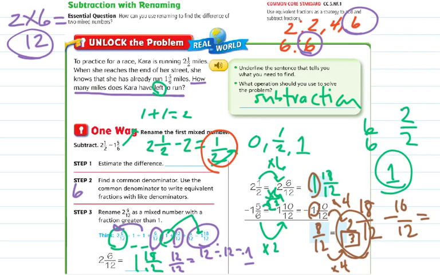So the trickiest part, boys and girls, about this is renaming. And this is the only thing that we're doing new in this lesson compared to the previous lesson. Also, I'll break down a couple problems like this at the end just to give you a little bit of extra practice and support with that.